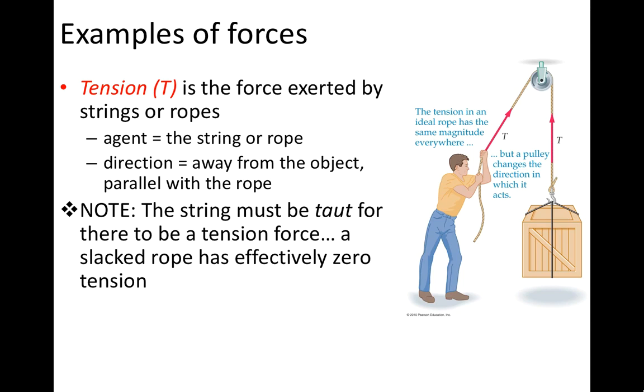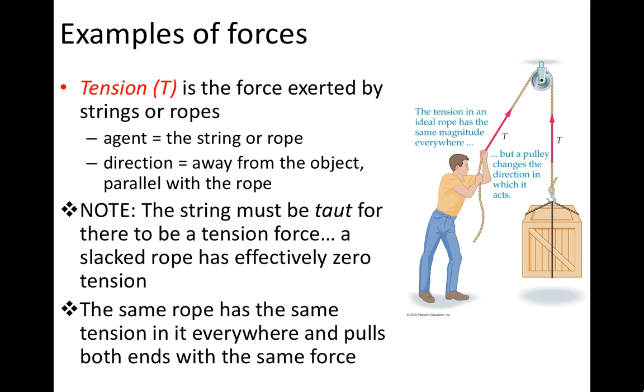And it's important to note that if you have a rope that is relaxed or has some slack in it, there's no tension force. The force of tension only happens when we have our string or rope that's taut. And the same rope, if we have multiple ropes, will have different tensions. But if we have only one rope, that rope is going to have the same tension everywhere. And so it's going to pull on both ends of the rope, like you can see in the picture here. We have the tension force that acts on the box, and you can see that tension force acts up. But we also have that same tension force acting on the man's hand.